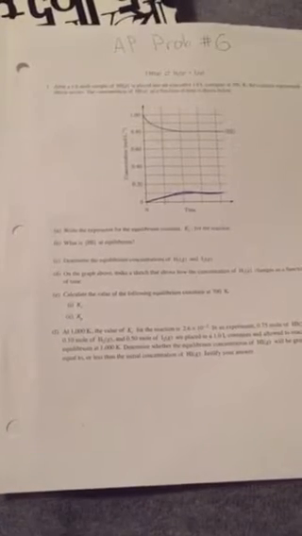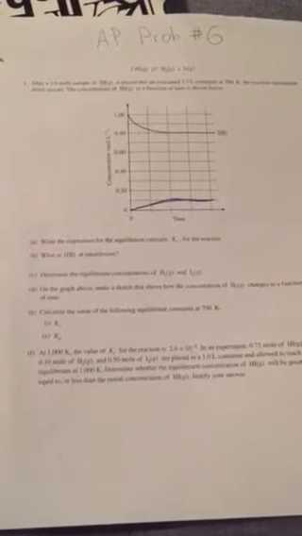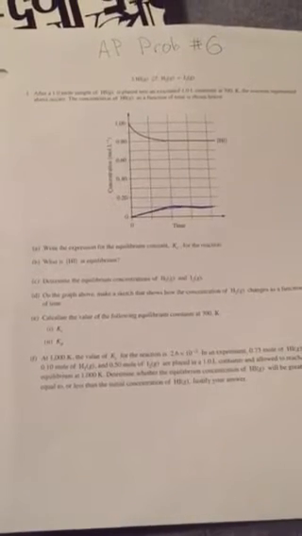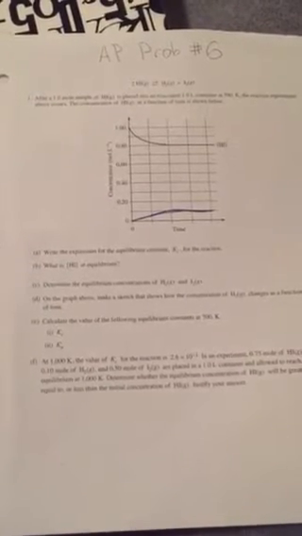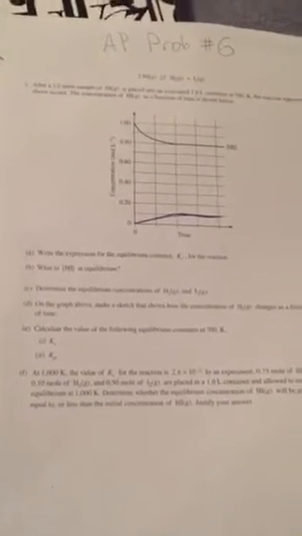Okay, so this is AP problem number 6, and the question is, after a 1 mole sample of HI gas is placed into an evacuated 1 liter container at 700 Kelvin, the reaction represented above occurs and the concentration of HI gas as a function of time is shown below in that graph.